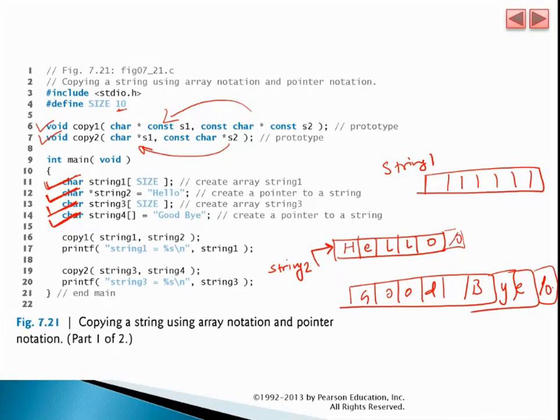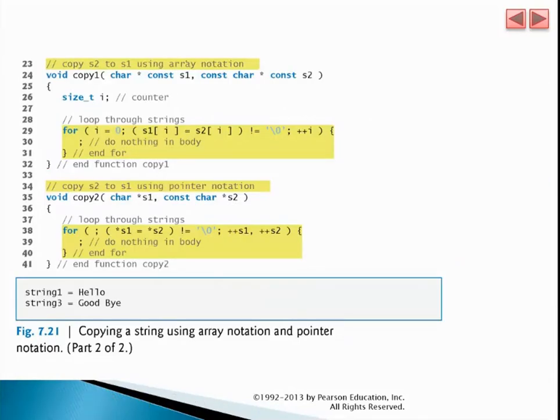Now let's see what this copy operation is doing. When I say copy string 1 to string 2, actually the value of string 2 will get copied into string 1. Let's see how it is done. What the copy one function is doing is this. It is running a loop. Now see, this is a very important thing. Inside the body of the loop, we are doing nothing. But in the loop, we are assigning the values to our S1, or string 1. And we will keep assigning these values until we come across this null character.